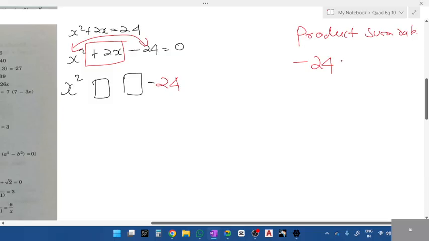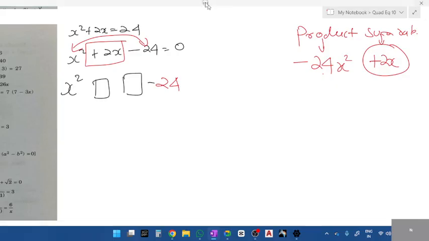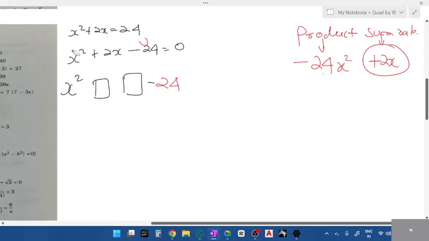Yes, unmute and answer. What is x² into minus 24? Minus 24x², right? So when you multiply, you should get this. When you add or subtract, you should get the middle term 2x. That's the meaning of product and sum. So always take the first and last, multiply them. You have minus 24x². Now I'll tell you how to split it.